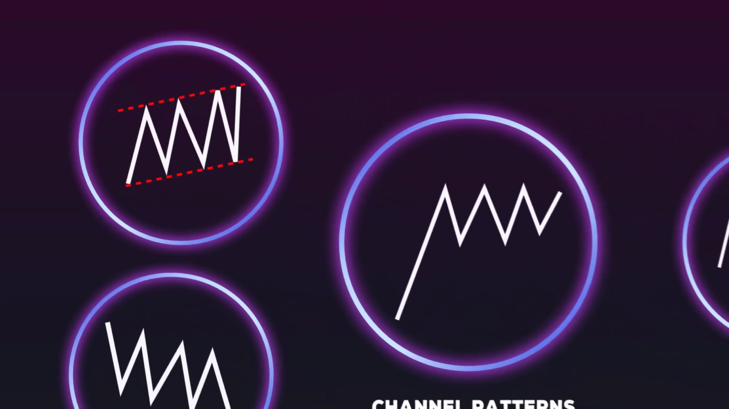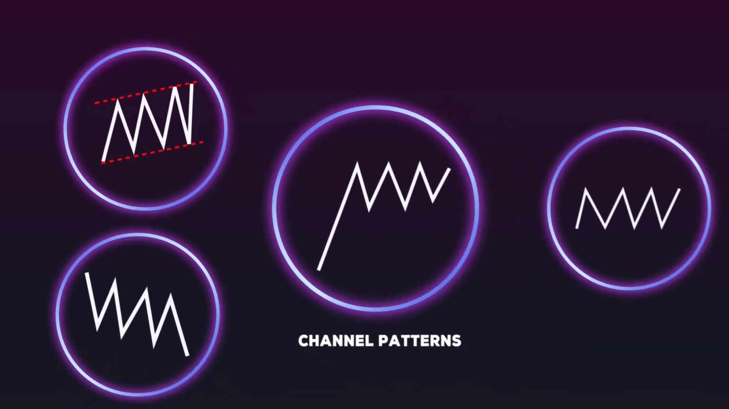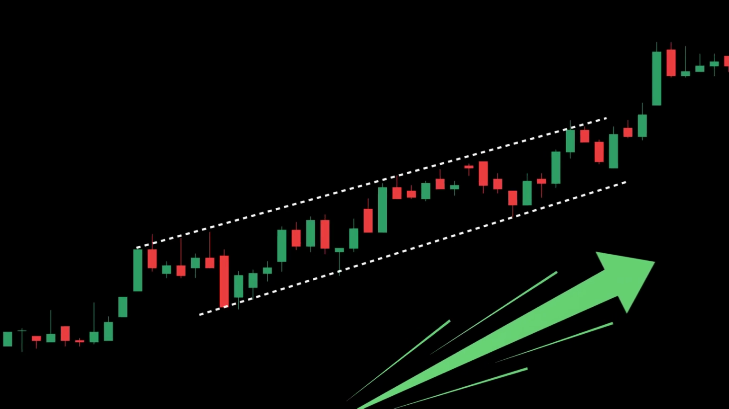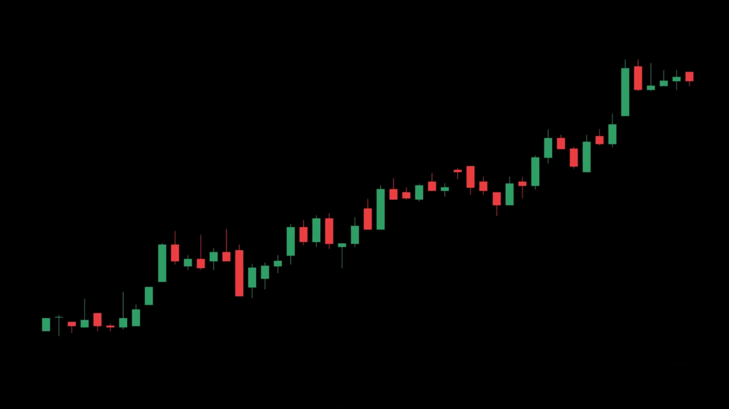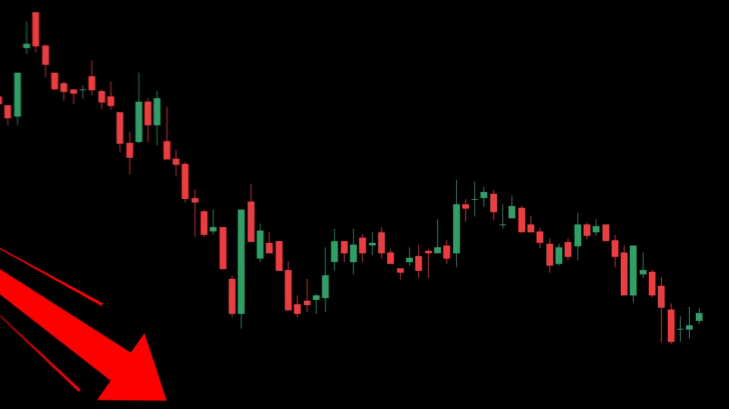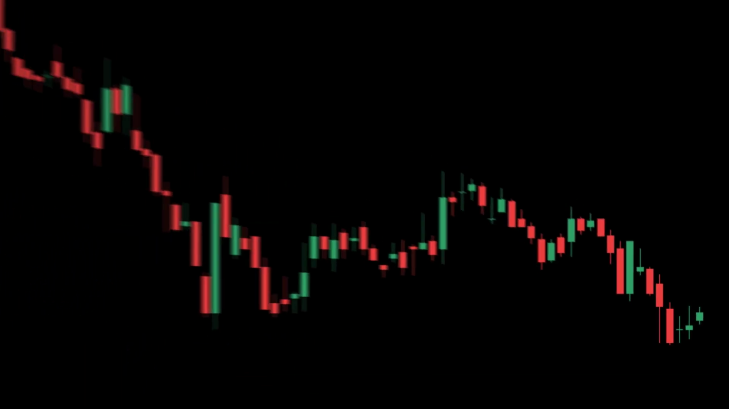The ascending channel can appear in both bullish and bearish markets. In a bullish market, after a strong rally, the price may form an ascending channel as it consolidates. In a bearish market, after a sharp decline, the price can also bounce and form an ascending channel.